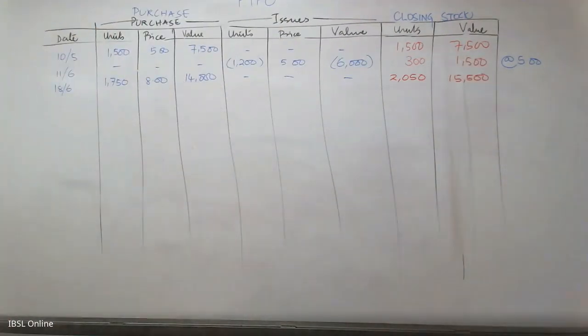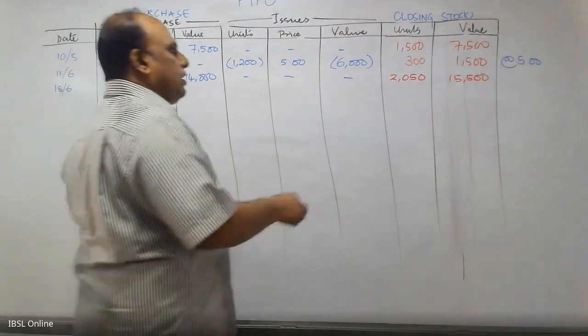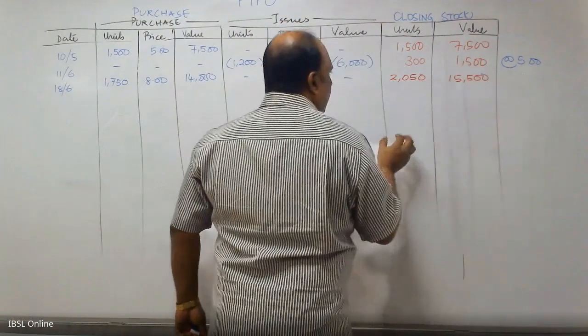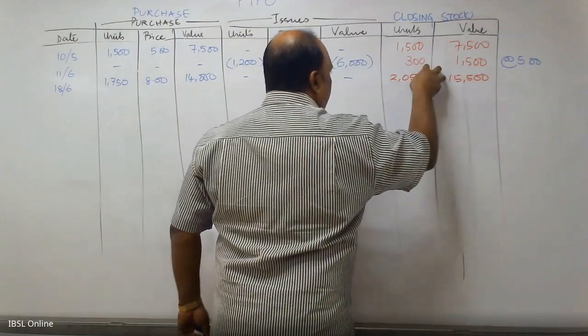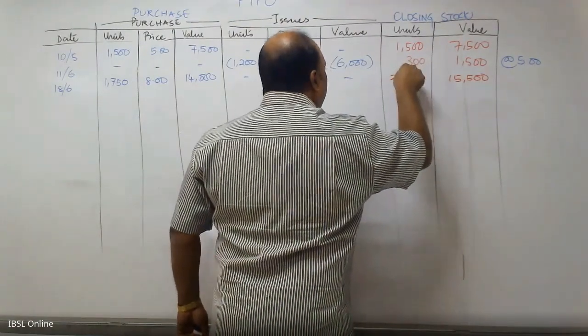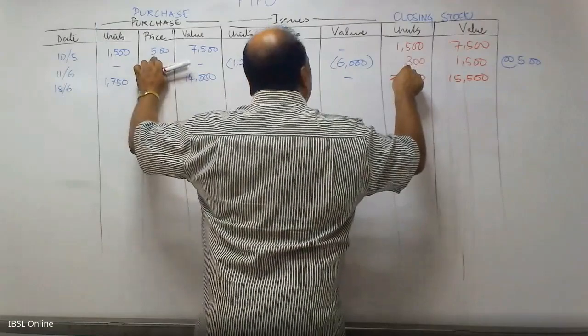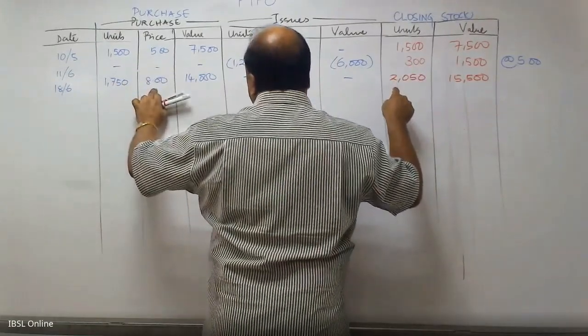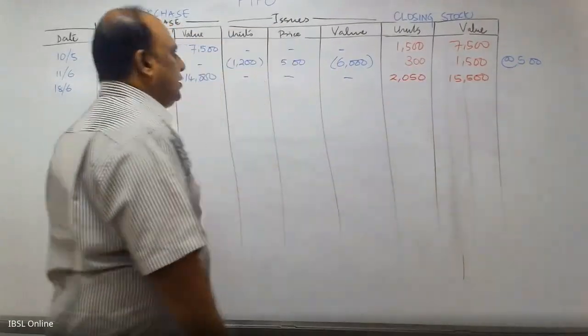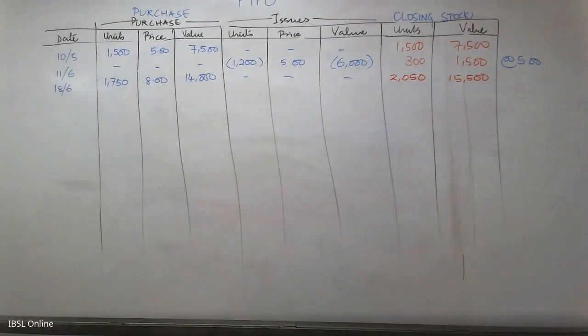So my value goes to 15,500. But the problem is now you can't have a fixed price. Why? It is a combination here. 300 units at the rate of 5, 1,750 units at the rate of 8. That is where the problem is.